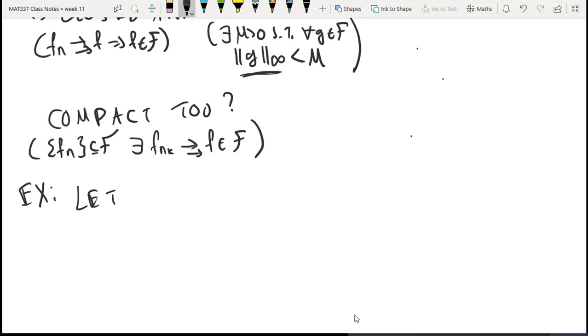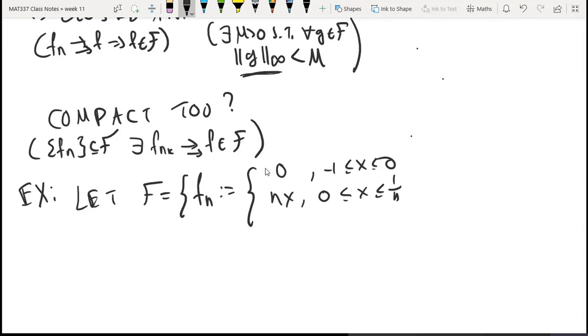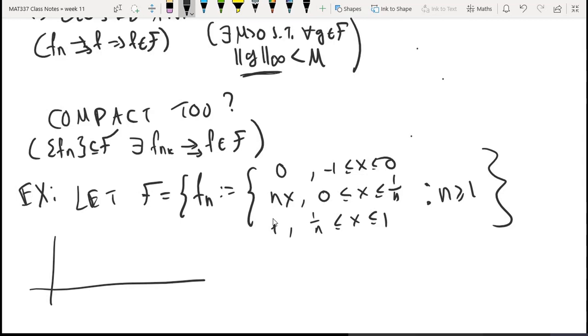Let F be the family of functions defined as follows: 0, then nx, and then 1, for all n bigger than 1. So this family is a collection. These are all the functions that are 0, then they go up, they hit 1, and then they stay at 1. So you have things like this.